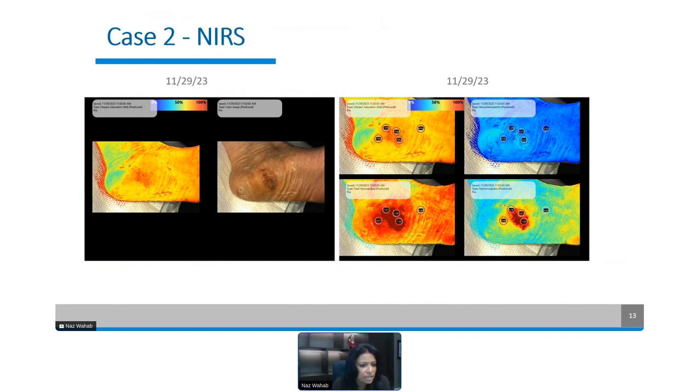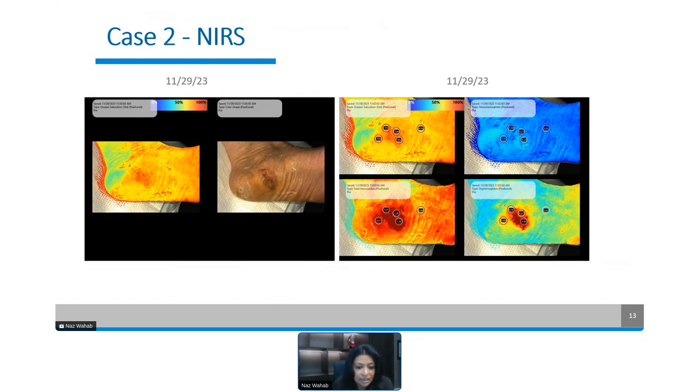The oxygenation is definitely a little bit more concentrated here, but confluent throughout the foot in general. Kind of deceiving, because when you actually look at the image to the right, let me just orient everyone slightly: the top left corner is the oxygenation of the tissue. The top right corner is the deoxygenated hemoglobin. The bottom left is total hemoglobin, and the bottom right is oxygenated hemoglobin, so the oxyhemoglobin.